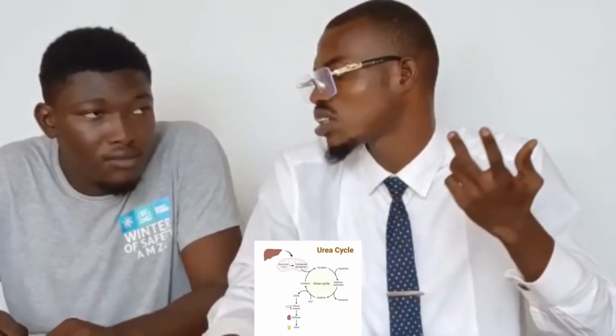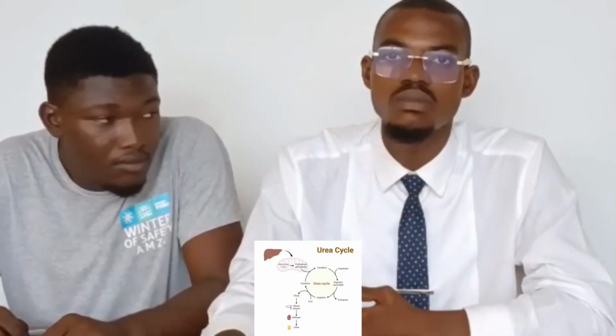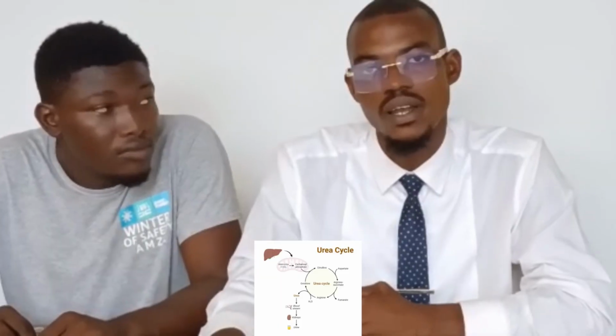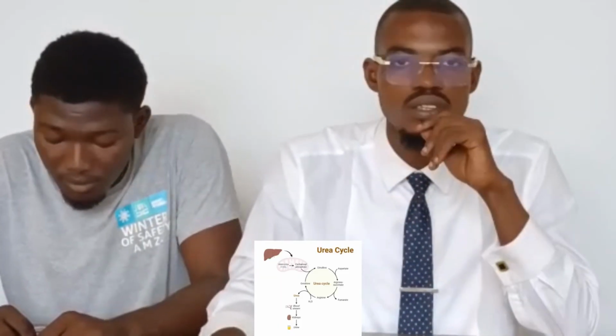We also have uric acid, which is gotten from nucleic acid, and some other electrolytes like potassium, calcium, and some others I might not have mentioned. So these are the major components of your urine.